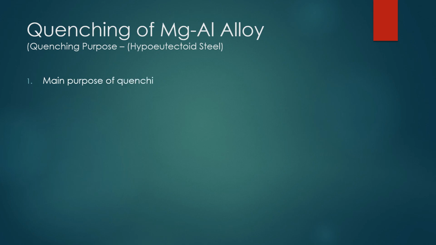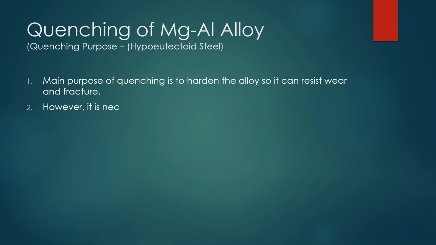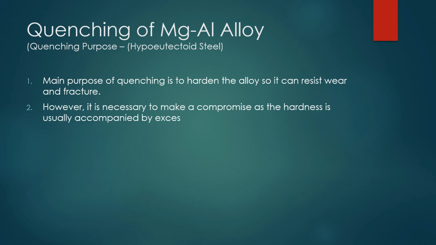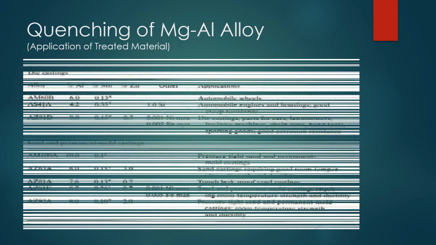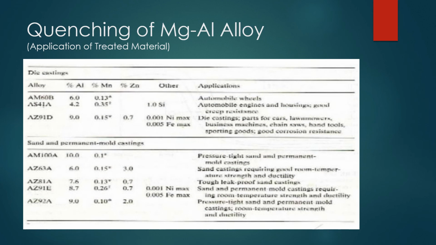The main purpose of quenching is to increase the steel or alloy hardness. However, there are some compromises that need to be made as the brittleness increases as the hardness increases. These are some of the applications of magnesium alloy.